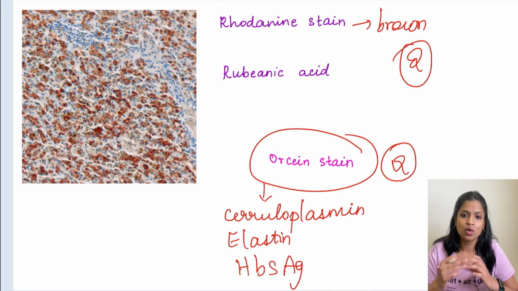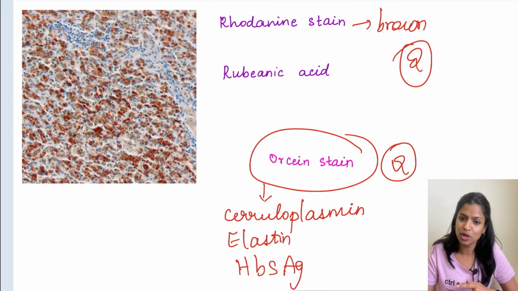Okay. So in the next class, we'll be seeing about other intracellular accumulations, that is lipids, proteins and glycogen.